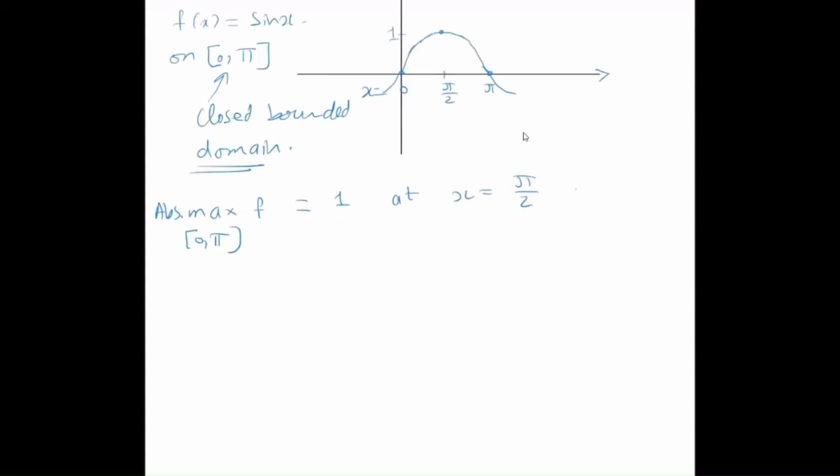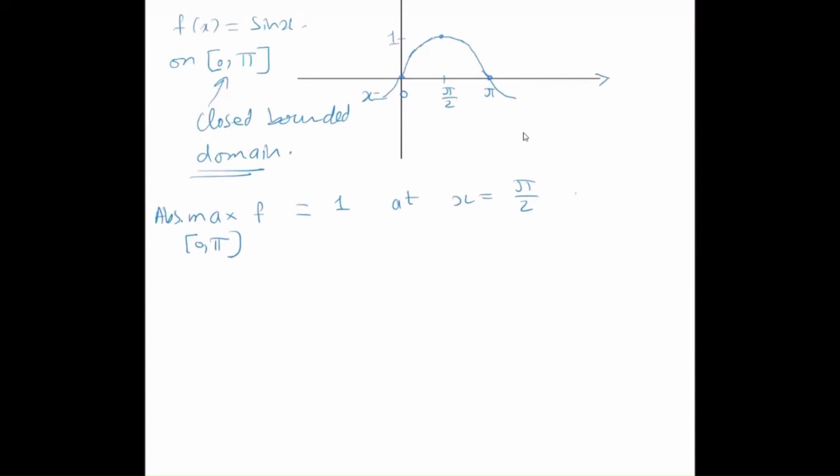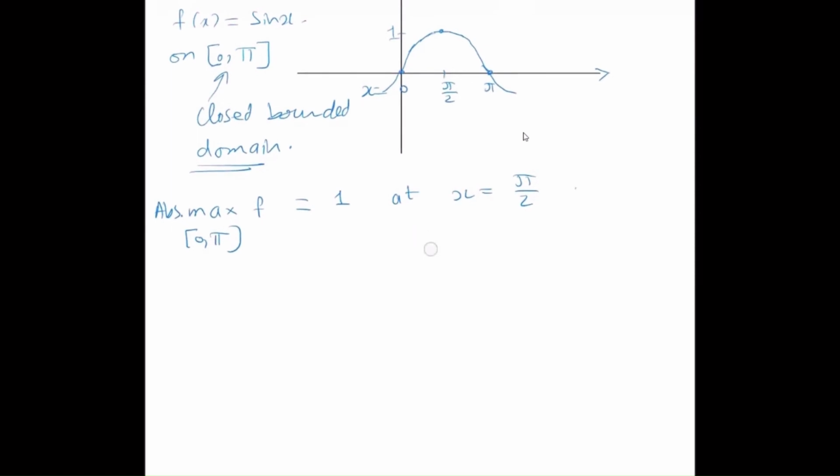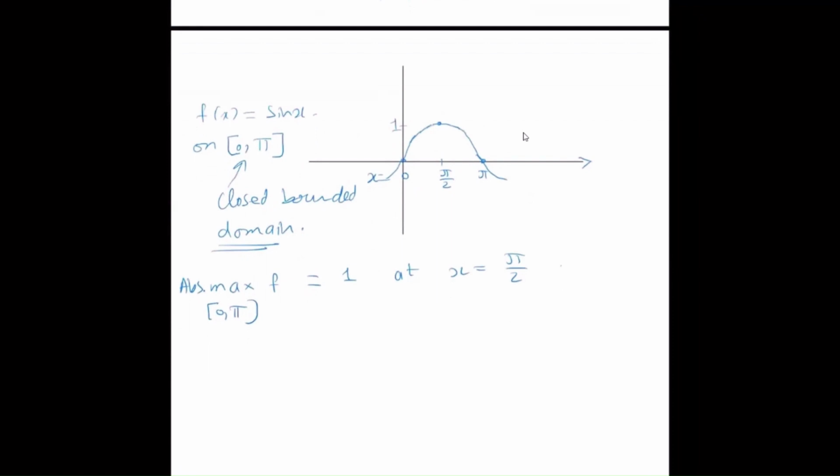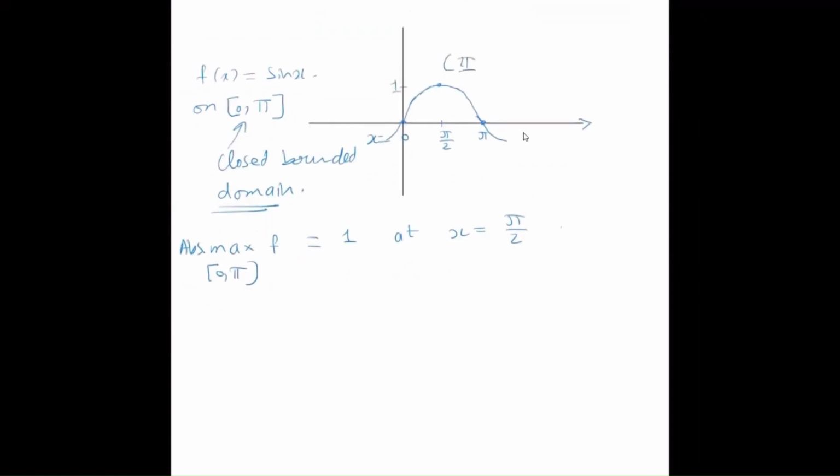So the absolute maximum of the function in this interval occurs at what? Local maximum point? Well, boundary point? Local maximum? Yes. This is the point, pi over 2 and 1. Local maximum point.